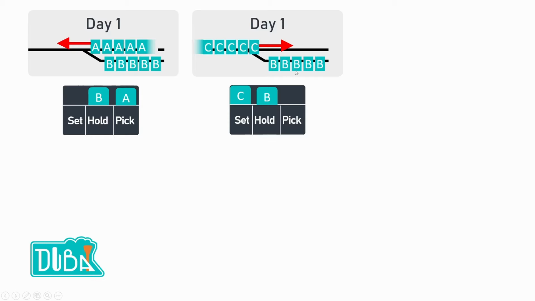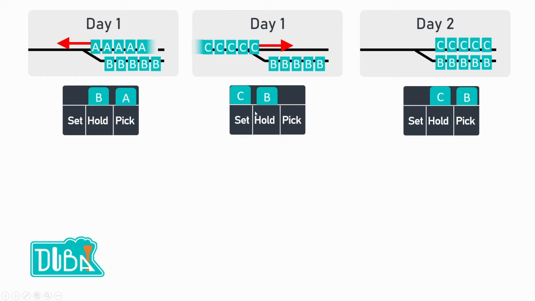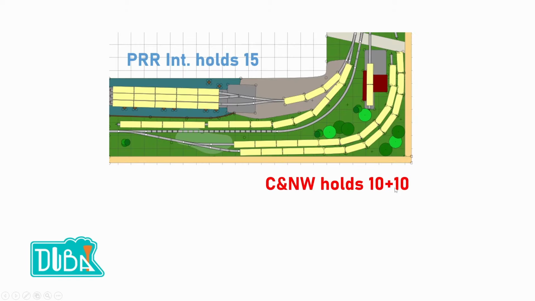So then in day 2, what happens? The cars from the hold box go to the pick box, and the cars from the set box, C, go to the hold box. So the C is not going anywhere in day 2, but the B's are departing, and later in day 2 will be filled by set D, etc. So that's why I'm stating that the C&NW holds 10 plus 10.